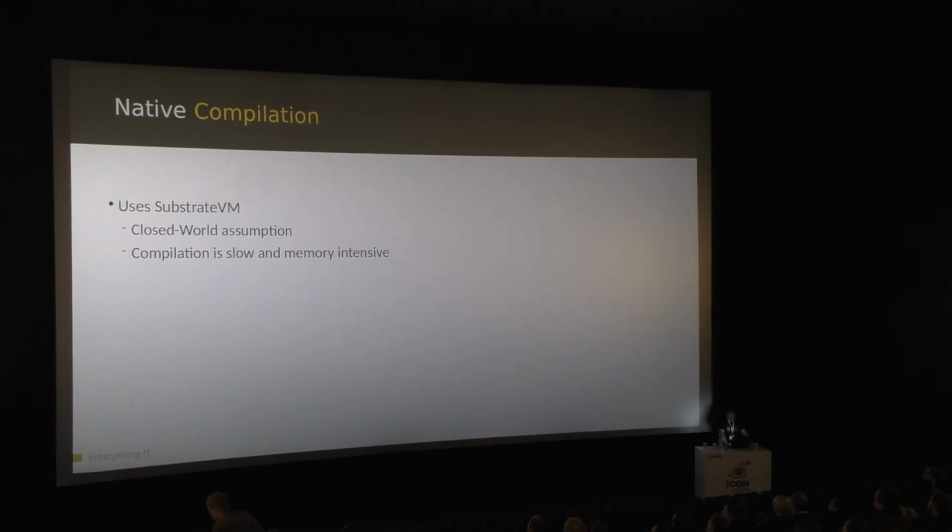Compilation is pretty slow and pretty memory consuming. So 4 gigabytes of RAM is nothing for native compilation, and it can take up to 2 or 4 minutes. But on the other hand, what you get is a natively compiled image that's comparatively small, and you have a very low memory overhead when you're looking at the Java example.